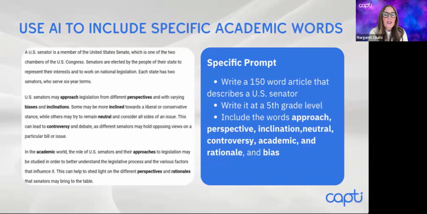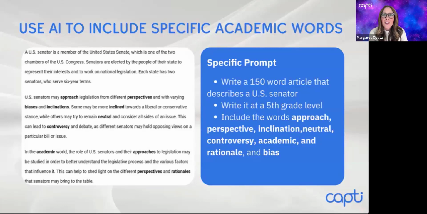So you can see here what the prompt was. It was a 150-word article describing a US senator at a 5th grade level, and then including these various words. And then you've got it right there, which I think is a great use of AI in terms of being intentional about helping students see the words again and again, because we know that each exposure to the specific words will decrease the amount of time that the student needs to decode. So over time, it'll become increasingly automatic.